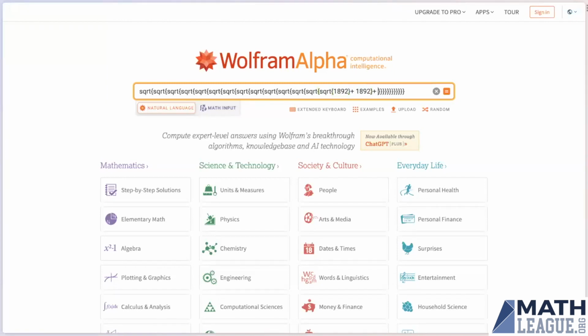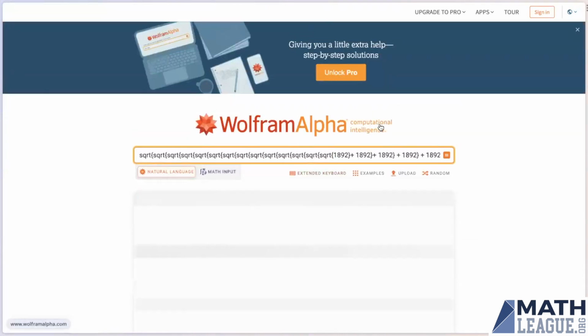So it's bad to use a calculator. And we just add in the 1892 until we get to the last bracket. This is going to take a while. This is quite tedious. Imagine how bad this would be on an actual calculator. And we've reached the end. Let's calculate this.